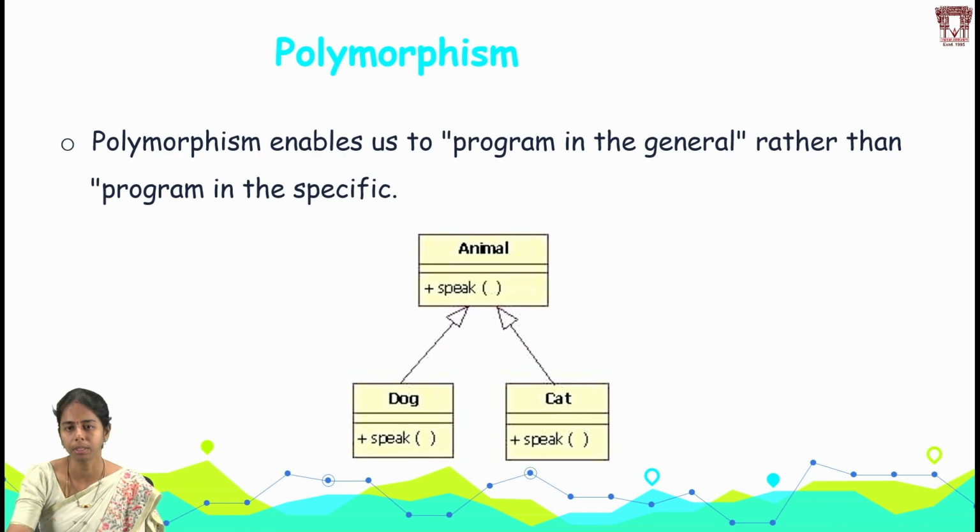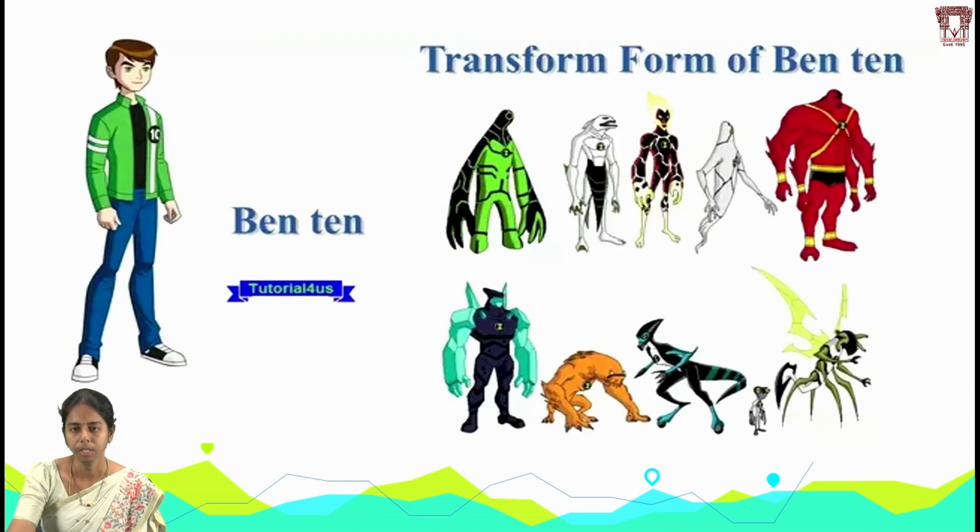Polymorphism. Polymorphism means a collection of many forms. It enables a programmer to program in general rather than in a specific way. Here I give an example related to animals. We have dog and cat. Both are animals, so they have the features of an animal, but in different forms. Dog is one form and cat is another form of the animal. This is an example of polymorphism.